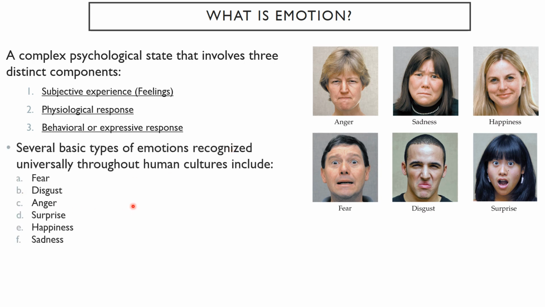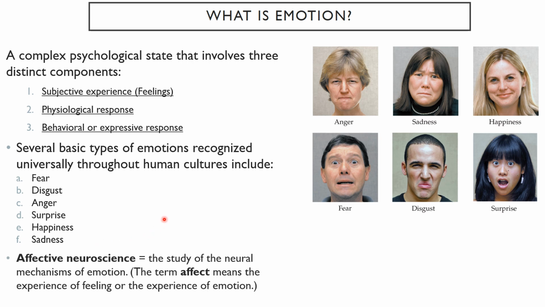So there's several basic types of emotions that are recognized, and this is across human cultures. Fear, disgust, anger, surprise, happiness, and sadness. The study of emotions falls under the term affective neuroscience. So that's the study of the mechanisms of emotion. Affective comes from the word affect, which is the experience of feeling, or the experience of emotion. That's referred to as affect.